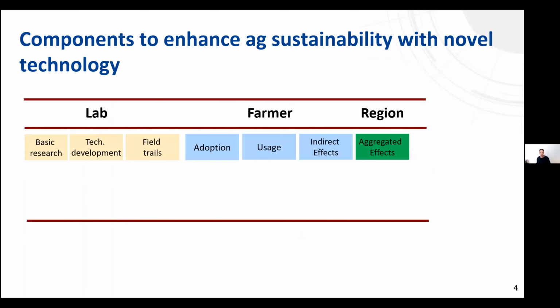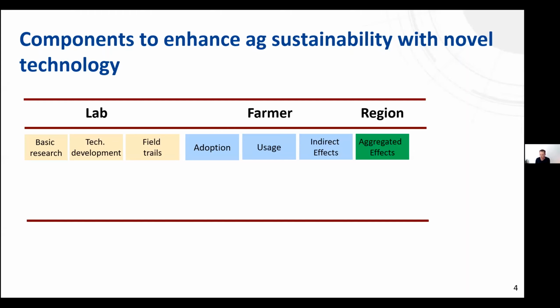So what are, from my perspective, the important components in order to achieve our shared FINOROP aim to enhance sustainability of agriculture with novel technologies? From my perspective, there are two areas, two dimensions, two scales, if you want, that we can separate here. The first is basically everything that happens in the lab: basic research, tech development, field trials. And I would say that many of the activities within FINOROP take place in that area.